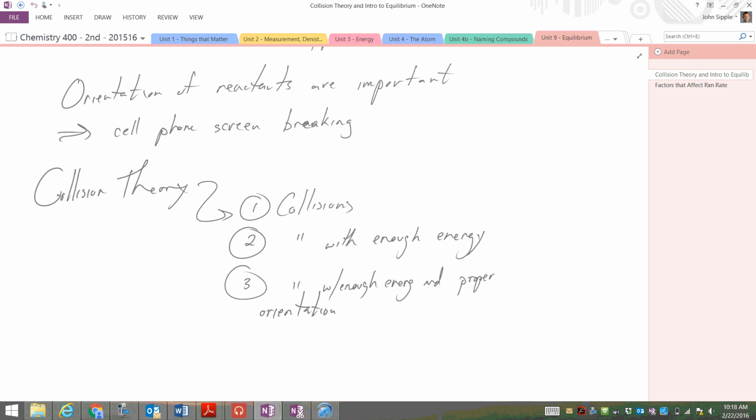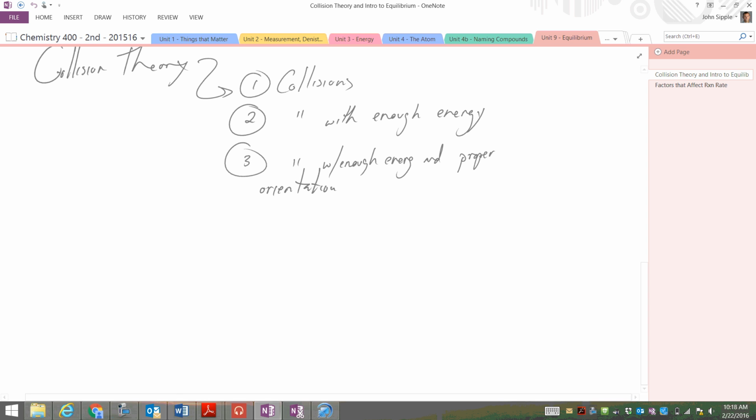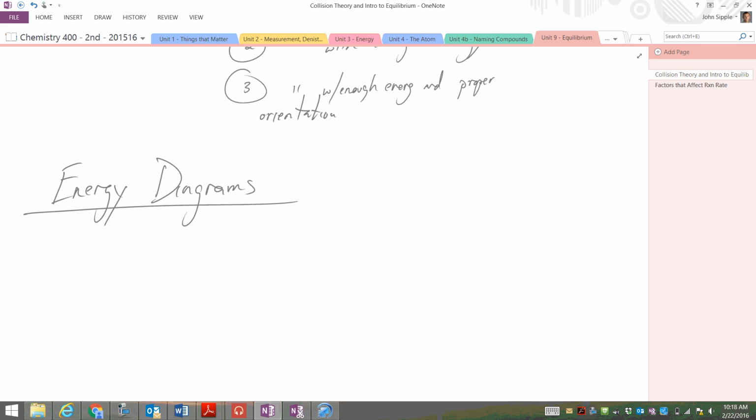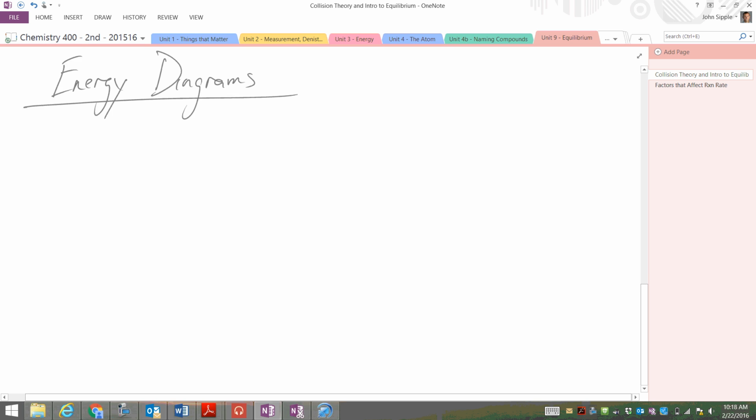Something I do want to cover that kind of goes with this, and that we haven't talked about yet, is energy diagrams. It's something we haven't done at all, so I want to make sure we talk about energy diagrams a little bit. Ideally it would have gone in our heat unit way back then, but we'll draw a couple of diagrams and talk about them.